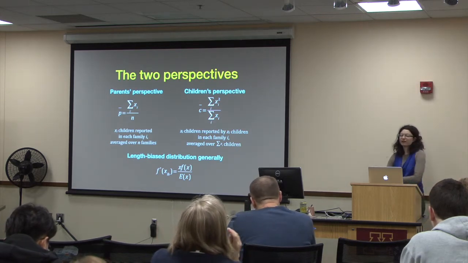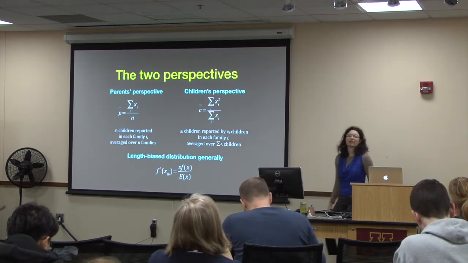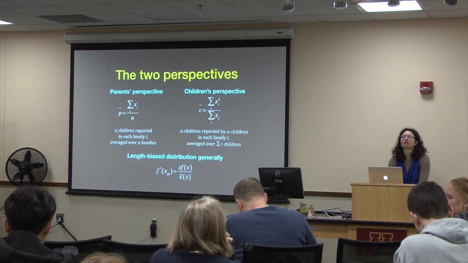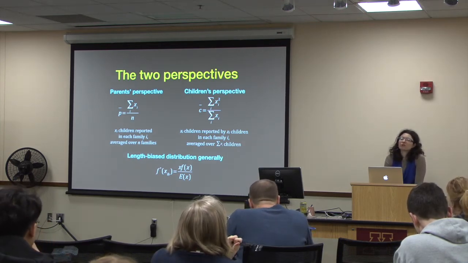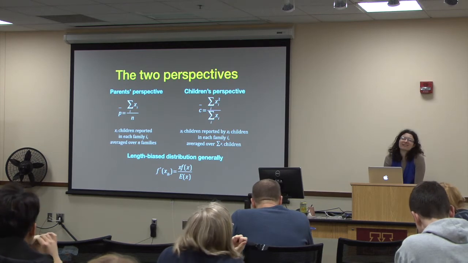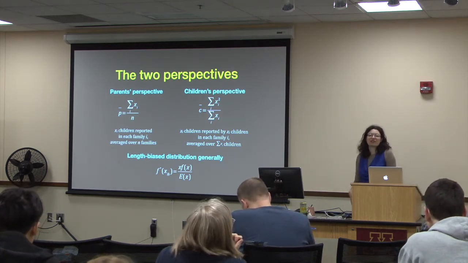And this, by the way, is almost the only math I'm going to show. Not quite, but almost. I'm going to try to do everything in pictures. What's it called? It's called length because the original application had to do with carpet fibers. But size bias is a better description, it's just not used as often.